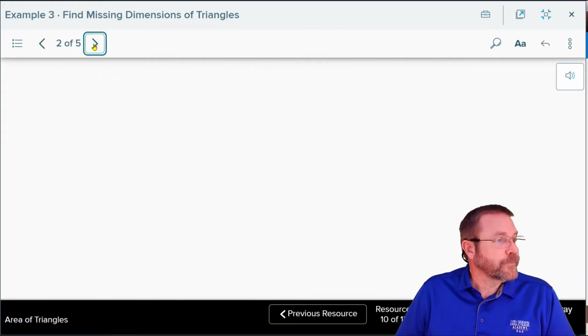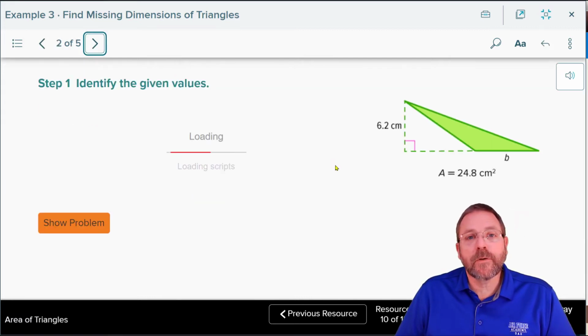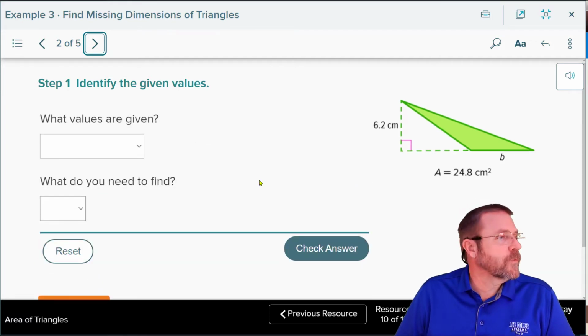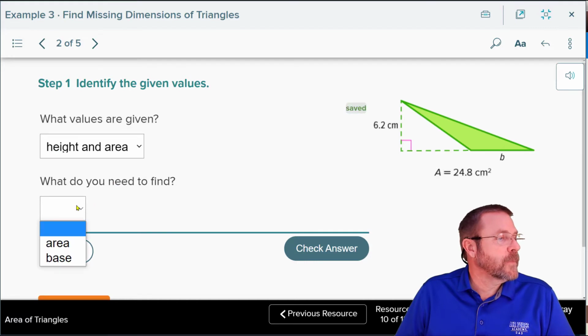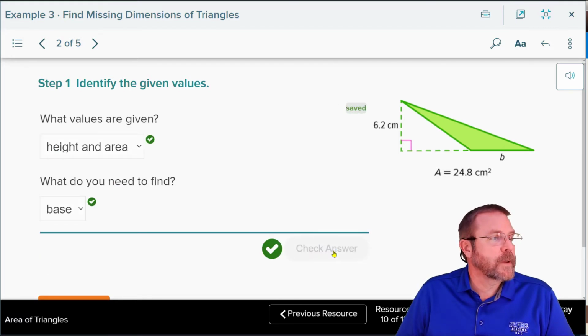Now, let's see how the textbook laid theirs out, and then I might have to rework it for you my way. So what values are given to us? The height and the area. And what do we need to find? We need to find the base.